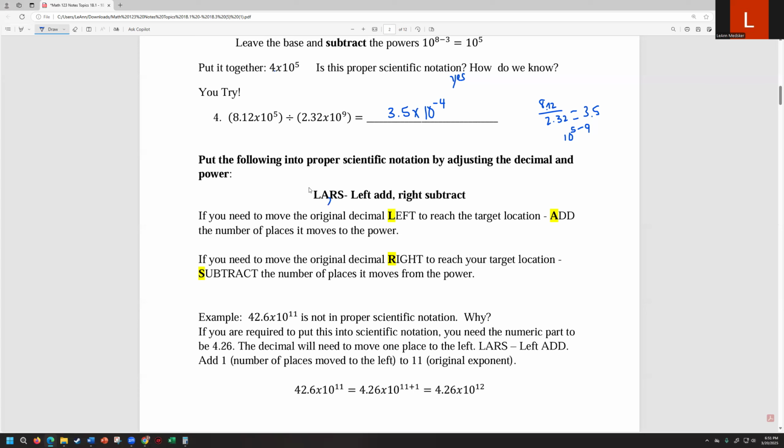So it says if it's left that we need to move our decimal, we're going to add to the exponent. If we need to move our decimal to the right to fix the front number, we're going to subtract from our exponent. Specifically, if you need to move the original decimal left to reach the target location, you're going to add that number of places it moved to the power. If you need to move the original decimal right to reach your target location, you will subtract the number of places it moves from the power.